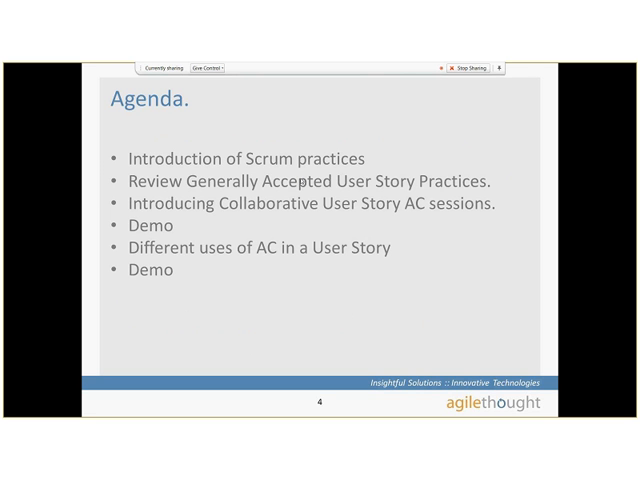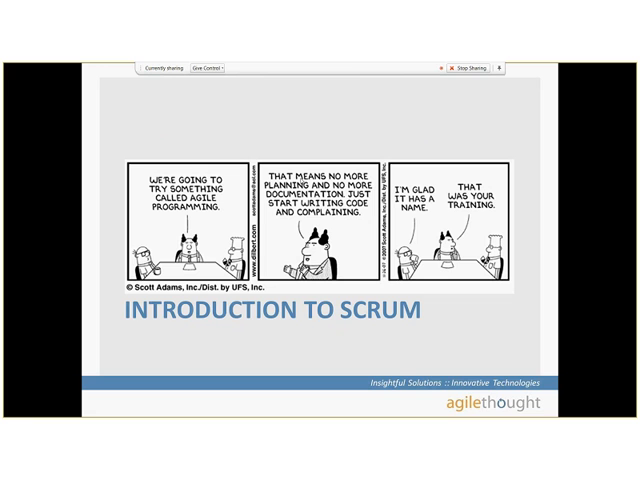So let's look at our introduction to Scrum. I think a lot of people, when they first talk about Agile or any type of Agile methodology, look at this Dilbert comic strip. The pointy-haired boss says, we're going to try something called Agile Programming, and that means we're not going to do any planning or documentation. We're just going to start writing code and complaining. And, of course, the one guy says, I'm glad it has a name, and that is our training.